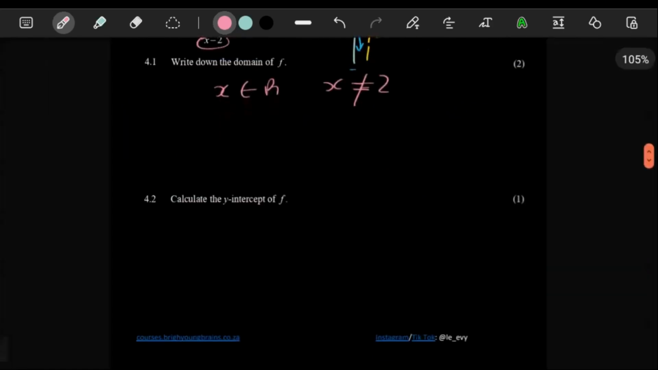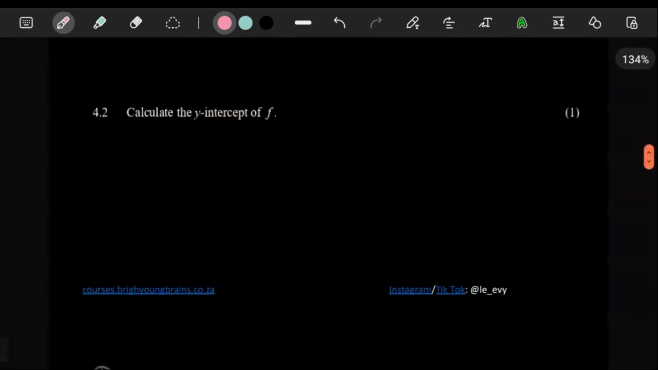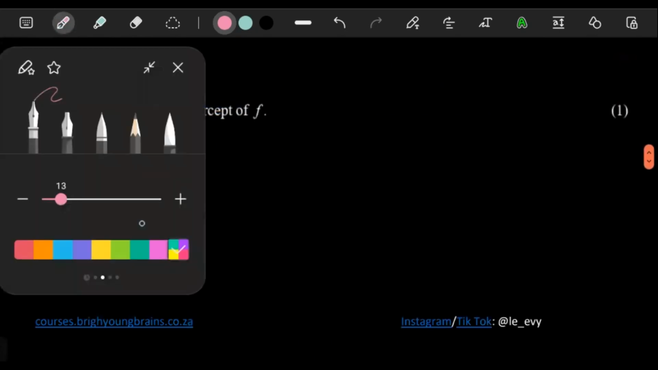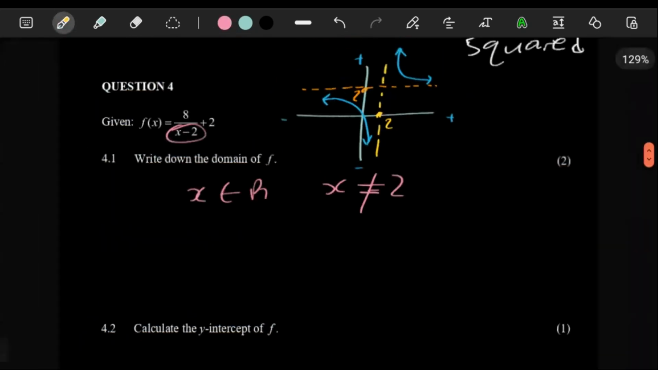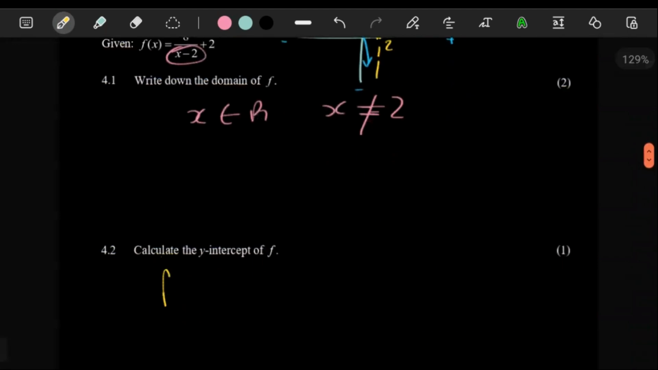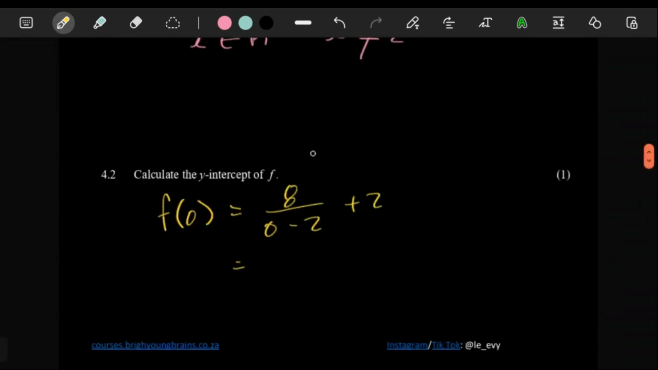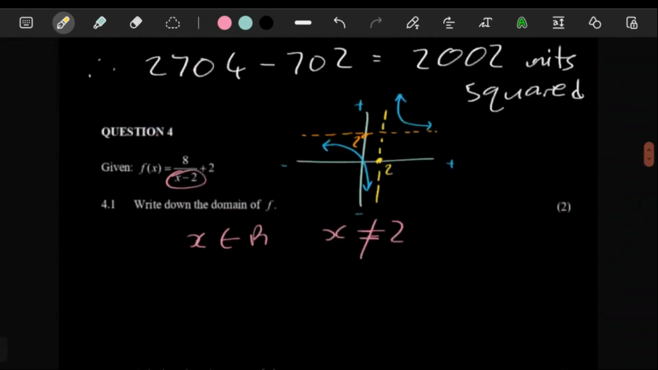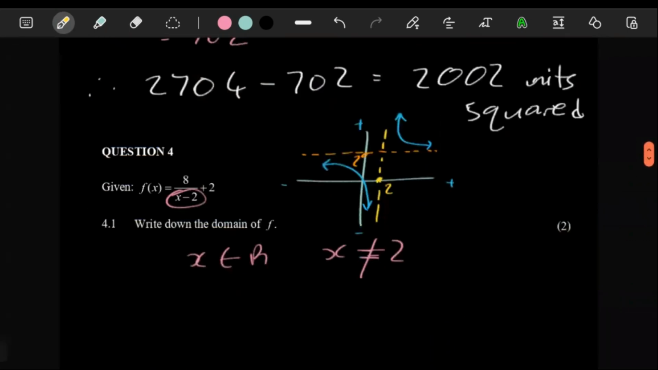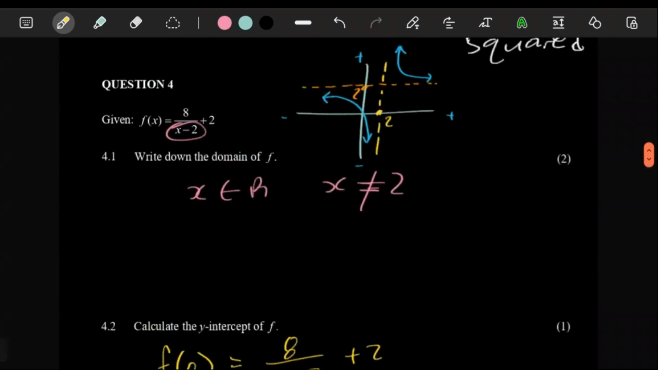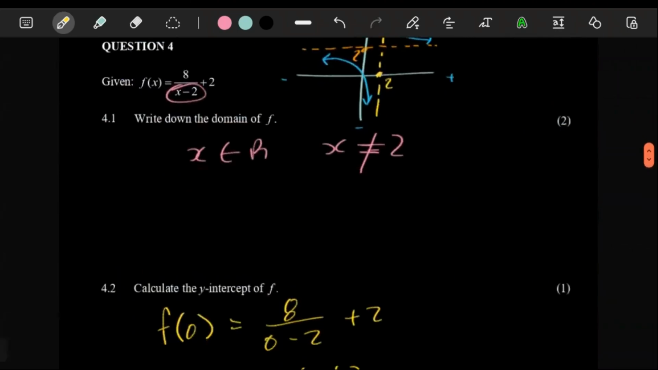Moving on, I want us to get the y-intercept. Getting the y-intercept, remember, you just make x as 0 in your equation. So in this equation where x is, we make it 0. Then we have 8 over 0 minus 2, which is 8 divided by negative 2, which is negative 4. Negative 4 plus 2 is going to give us negative 2. And if you look nicely, our y-intercept is at negative 2.